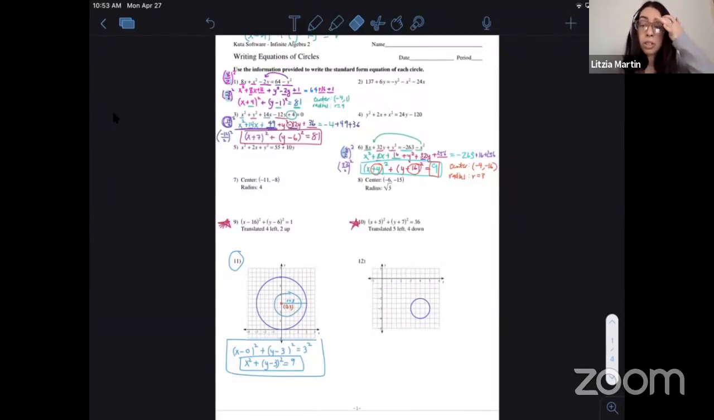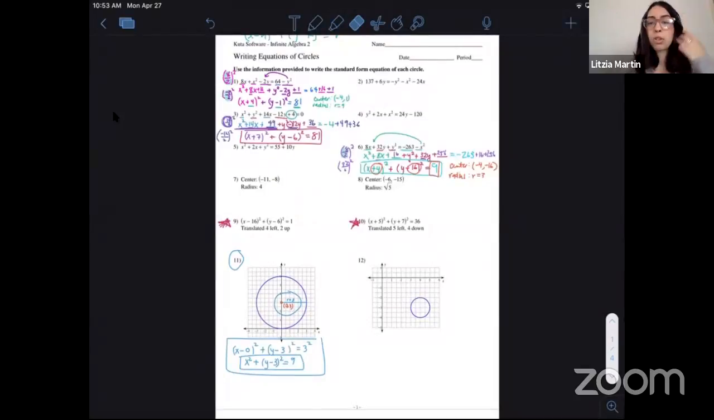Yes, this will be turned into Schoology. It's an assignment, so you want to make sure you submit that. It's not due at the end of class. It's due tomorrow morning, but use your class time now to get it done. I'll be answering questions as they come up. Origin is 0, 0. Yes, the origin is the center 0, 0.